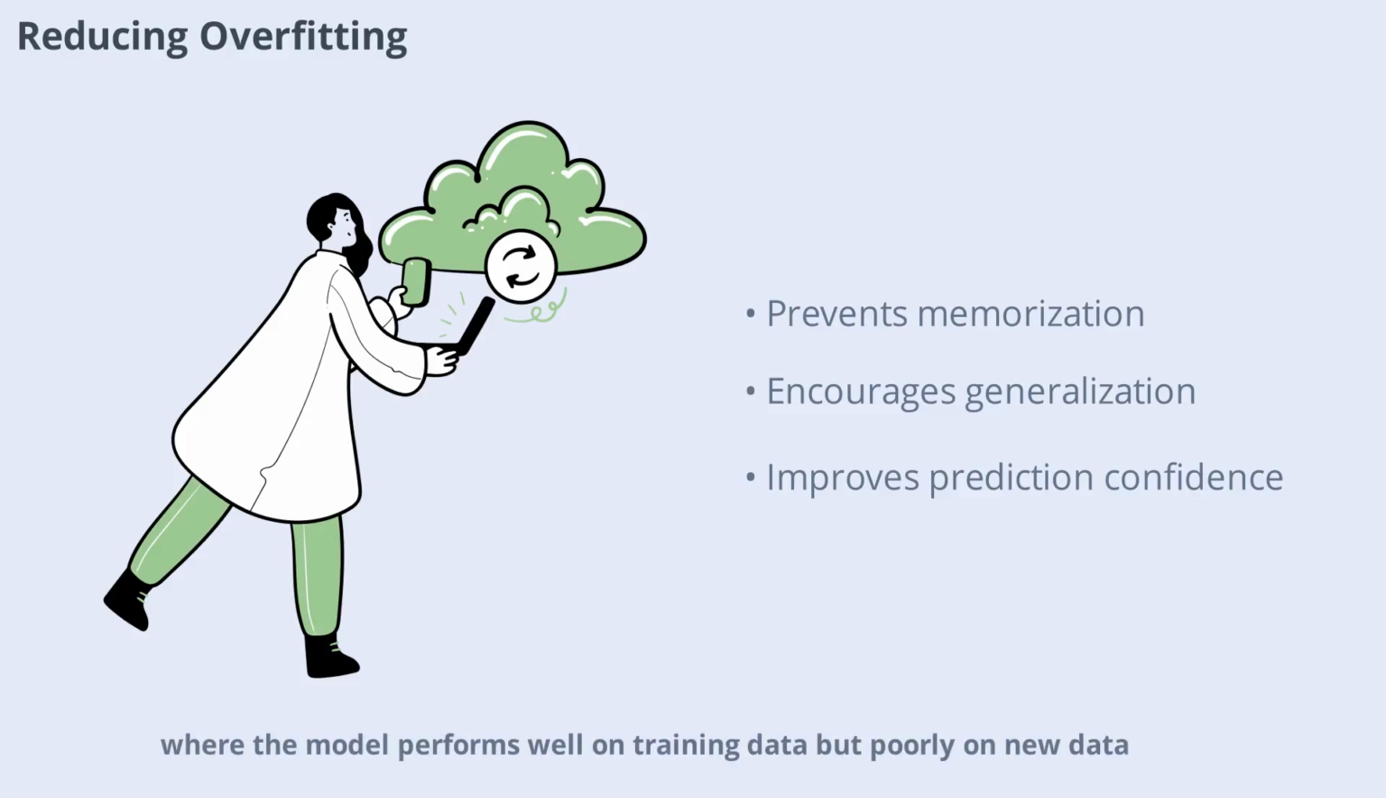Overfitting is a common challenge in deep learning, where the model performs well on training data but poorly on new data. Data augmentation combats overfitting by introducing randomness and variability, forcing the model to learn more general features. This leads to better performance on unseen data and greater confidence in the model's predictions.